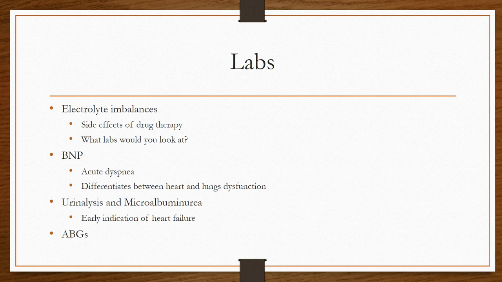There's another lab called the BMP. When your patient has acute shortness of breath, this differentiates between the heart and the lung dysfunction. So the BMP allows you to find out if it's more of a respiratory or pulmonary issue based on the fluid buildup. You're also going to do your analysis and microalbuminuria. This is an early indication of heart failure. And albumin is more protein-based and because of muscle breakdown.